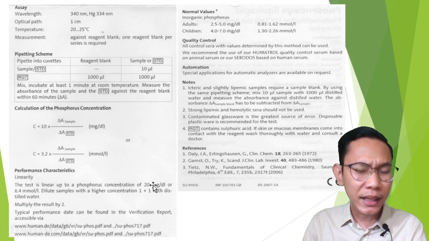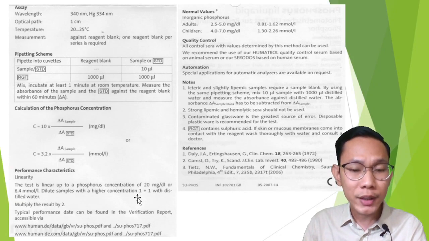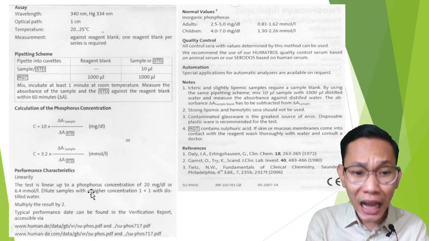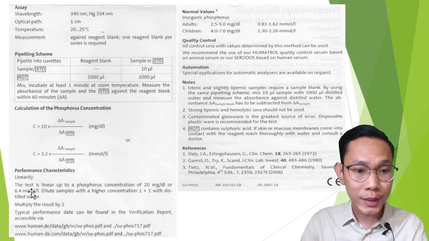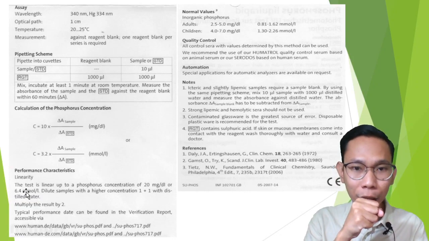Next, the test is linear up to a phosphorus concentration of 20 mg or 6.4. Pag lumagpas ang iyong concentration calculation to 20 or 6.4, anong gagawin natin? You have to dilute the sample with higher concentration, 1:1 with your distilled water, then you multiply the result by 2. So you just have to dilute that 1:1 and multiply the result by 2. Pag lumagpas ng 20 or 6.4 yung result na ating kinuha.